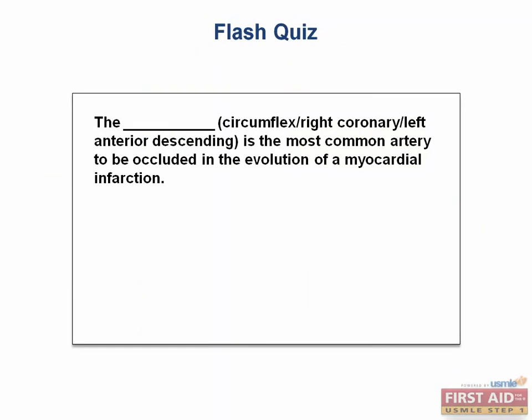Excellent. It's time for our first flash quiz. The blank is the most common artery to be occluded in the evolution of myocardial infarction. Your options are the circumflex, right coronary, the left anterior descending. This is kind of a tough question because we haven't discussed pathology quite yet, but I assume that you'll know the answer considering how we discussed the importance of the answer when we discussed the normal anatomy.